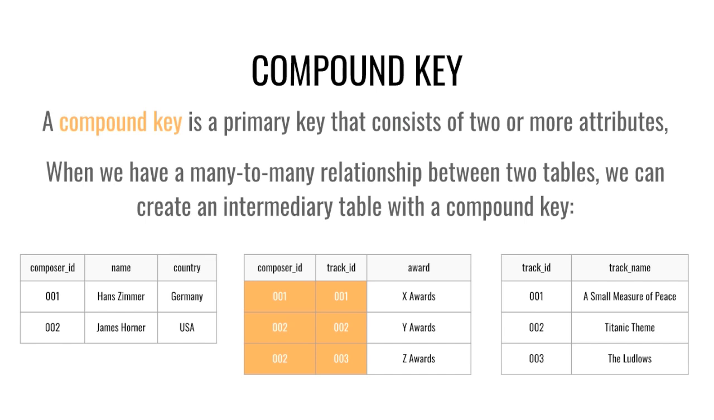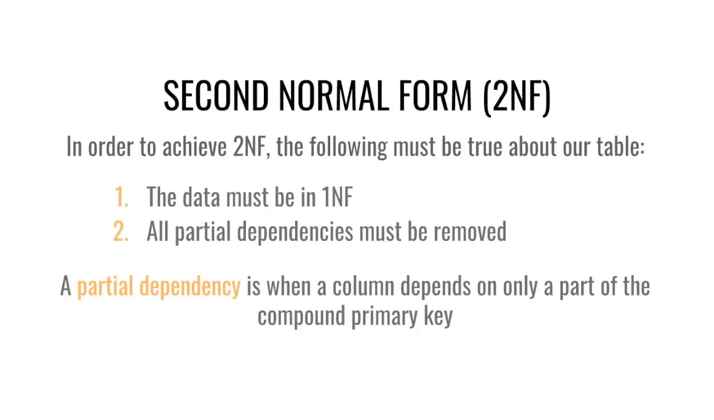Okay, great. So what's happening here is that award does not depend only on composer ID, otherwise it doesn't make any sense. And award does not only depend on track ID, otherwise it doesn't make sense. It has to depend on both of those, because both of those are the primary key, or the compound key. And that's what 2NF is all about. 2NF is all about removing any partial dependencies.